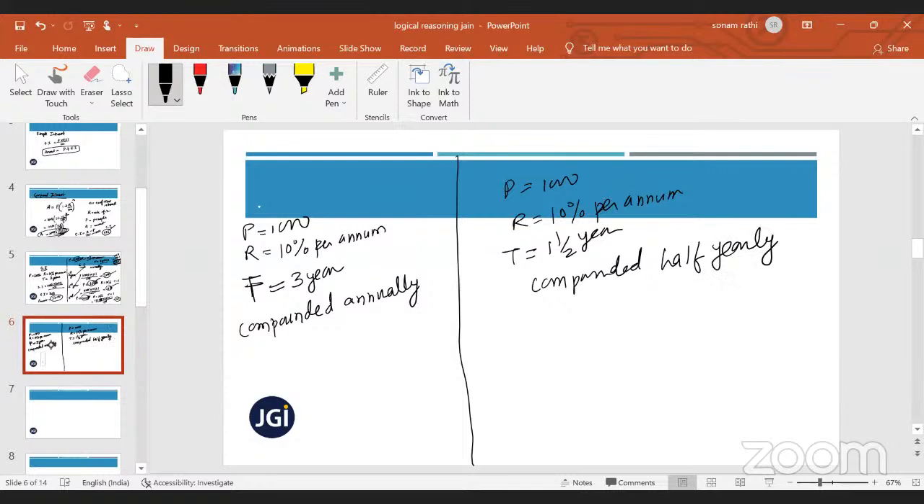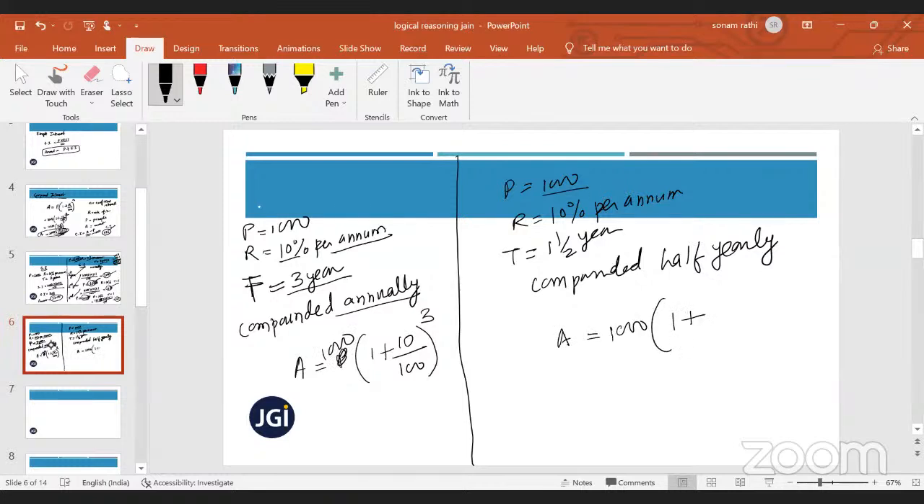In the first one, what is this saying? Compounded annually. So I will directly put everything annually. So rate is 10% per annum, so I will write 10 upon 100. Annually, it means year, so I can put 3 and that's how I will calculate this, right? Simple calculation.